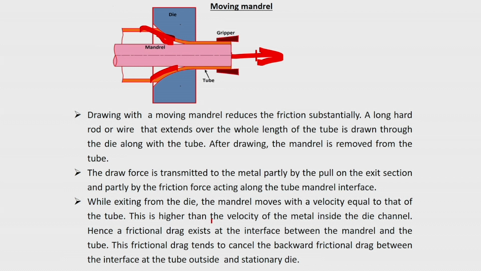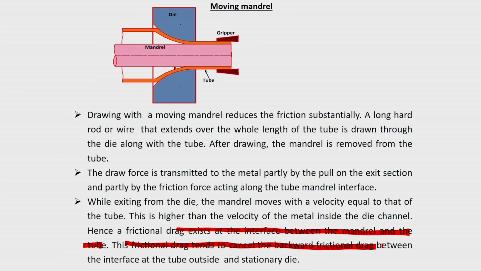This velocity is higher than the velocity of the metal inside the die channel. So, that is another advantage. Hence a frictional drag exists at the interface between the mandrel and the tube. This frictional drag tends to cancel the backward frictional drag between the interface of the tube outside and the stationary die.